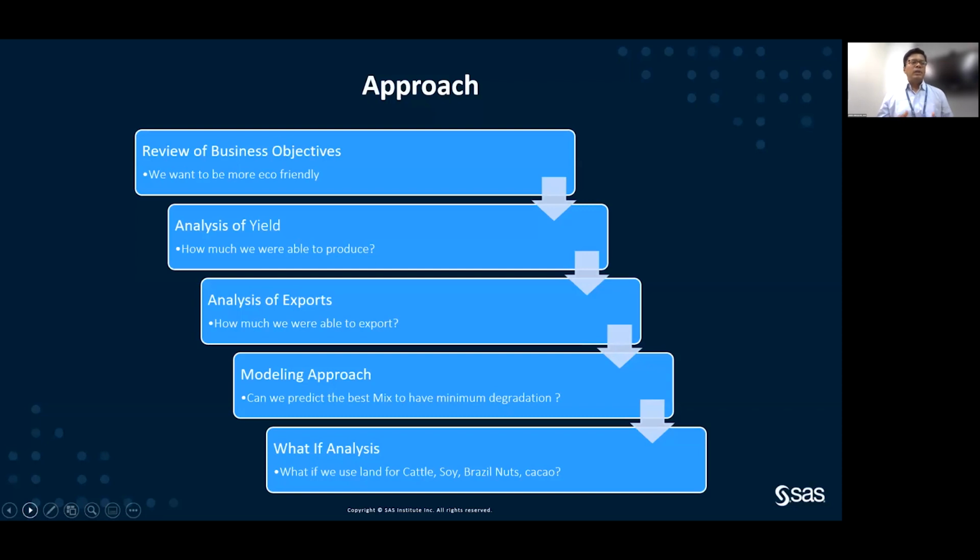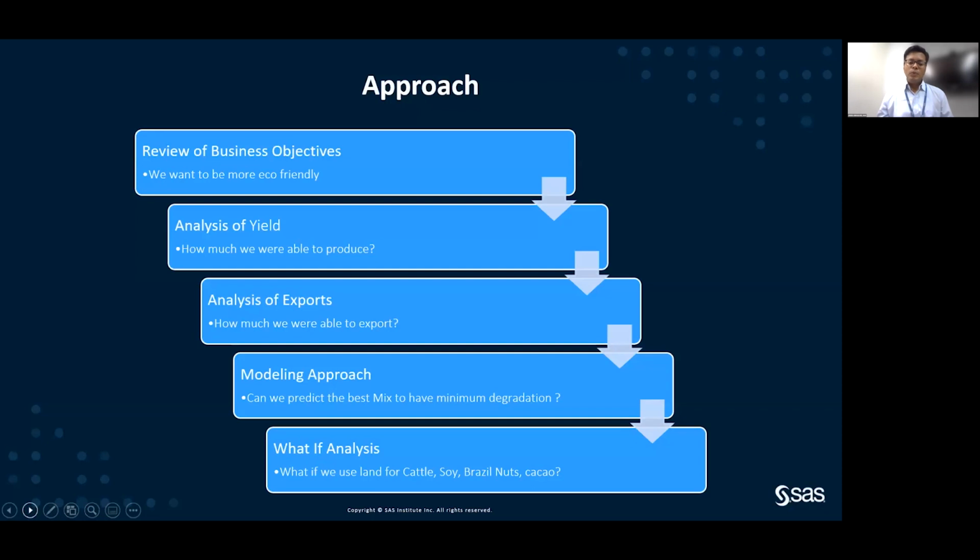So in order to build a model, we have to think of many ways. It's not just the one model we try to fit, but we first have to find out all the underlying factors that were supposed to influence our target variable. Now, what is our target variable? Obviously, the target variable was degradation of land. This is the target variable.